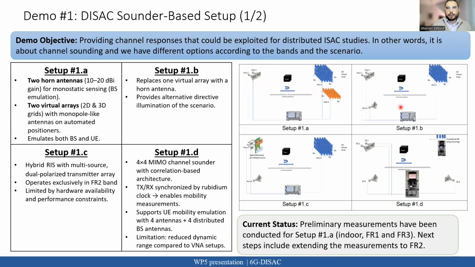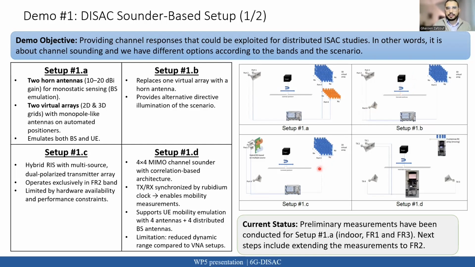Then in setup 1B, we are replacing one of the virtual arrays with another horn antenna, which allows some alternative directive illumination of the target, meaning that we are going to get another perspective or another reflection of the signal coming from the target.